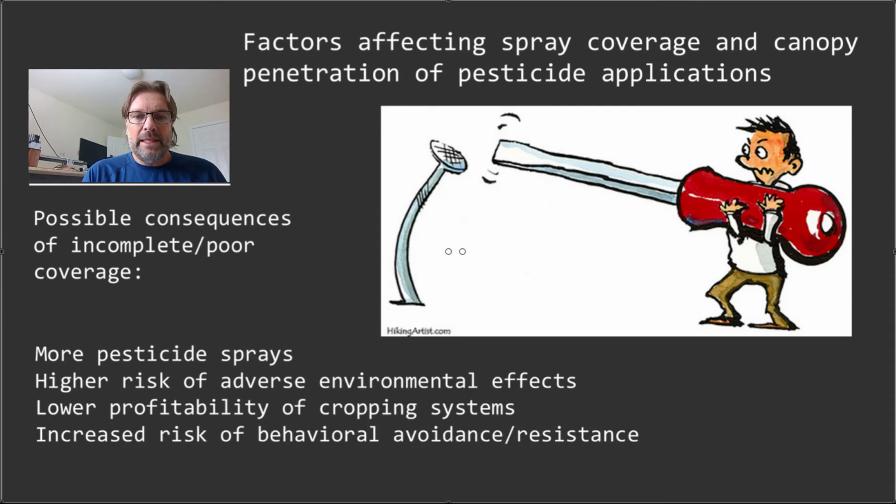Because if we don't have that, there's a high chance of incomplete and poor spray coverage. Well, there's a big chance that growers are going to use more pesticides. There's a higher risk of environmental contamination. They're going to spend more time and more money and more fuel and compacting soil more because they're going to be driving more around spraying these chemicals.